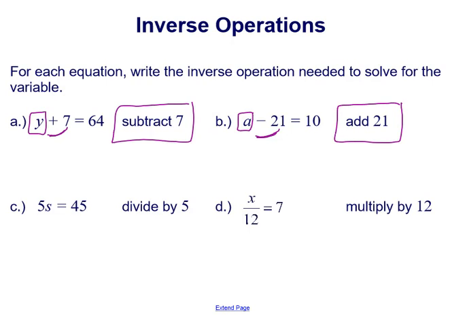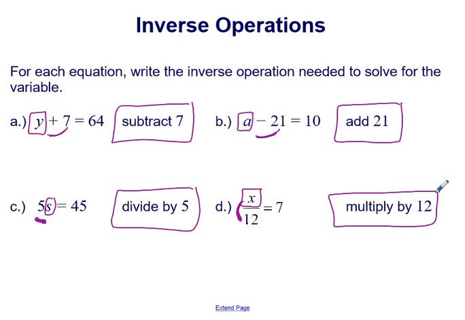be to add 21. In C, we have 5s equals 45, so 5 times s, that variable s we're trying to get by itself, so the opposite or inverse operation of multiplying by 5 is dividing by 5. And then in D, we have the variable x, which is currently being divided by 12, so the opposite or inverse would be to multiply by 12. So these inverse operations are key if we're trying to isolate the variable. It's that step 1, or the first rule, when thinking of solving these one-step equations.